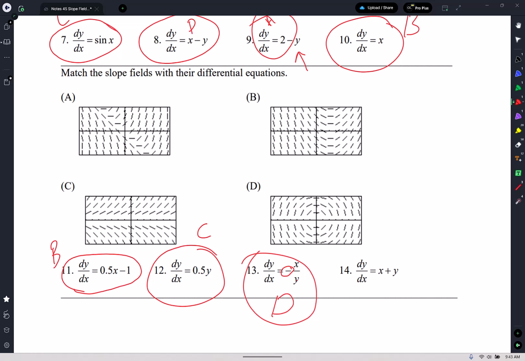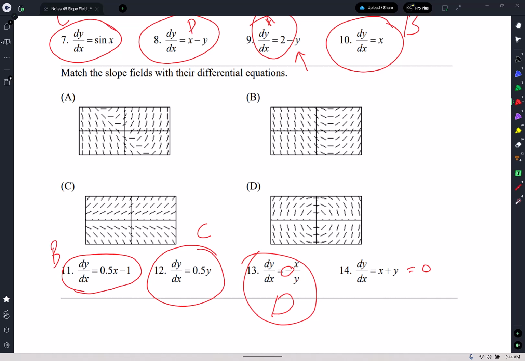All right. Last one, number 14. Lopez, hook me up. Oh, Mia Lopez. Well, I think I did, like I said, equal to 0. Yeah, that's what I would do. And then move the y over. So x equals negative y.